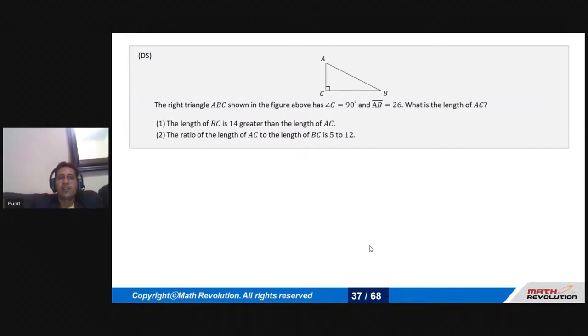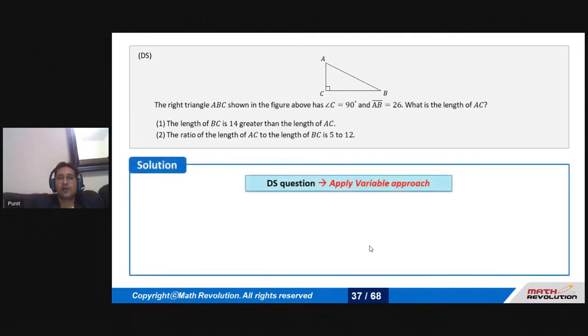The right triangle ABC shown in the figure above has angle C equal to 90 degrees. So that's a right angle triangle at C. AB is equal to 26. What is the length of AC? Now condition 1 says the length of BC is 14 greater than the length of AC. And condition 2 says the ratio of the length of AC to the length of BC is 5 to 12.